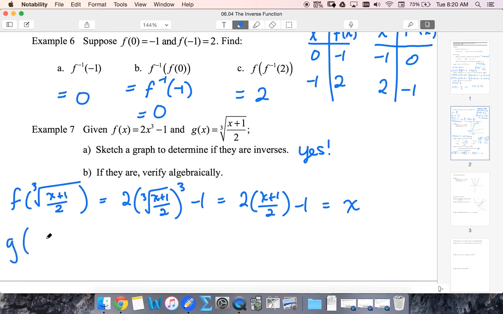Same thing, g of 2x cubed minus 1. I'm going to get cube root of 2x cubed minus 1 plus 1 divided by 2. So here's my plus 1. So, of course, this also gives me x. So they are inverses.